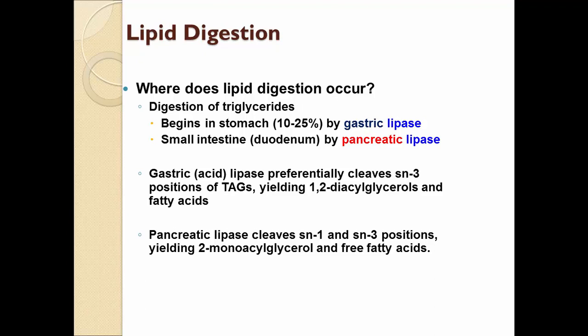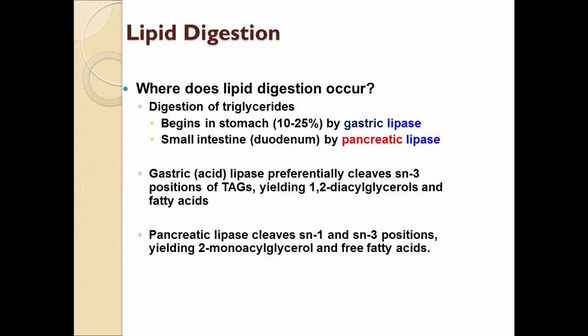So if one glycerol molecule is hydrolyzed by gastric lipase, it only generates one free fatty acid, and this free fatty acid is cleaved from the SN3 position in the glycerol molecule. And if one glycerol molecule is digested by pancreatic lipase, it usually releases two free fatty acids. These two free fatty acids come from the SN1 and SN3 positions.